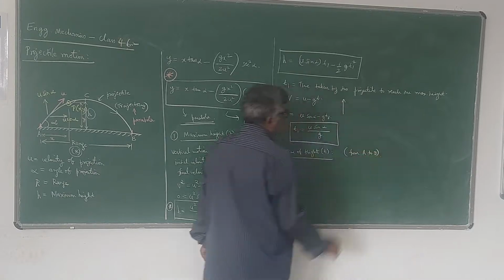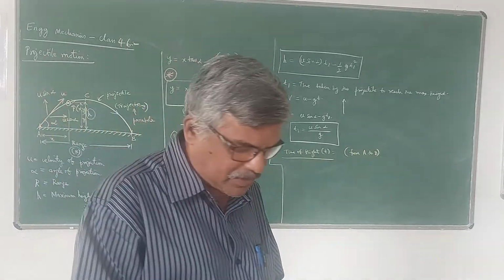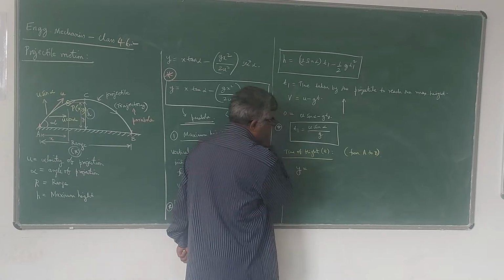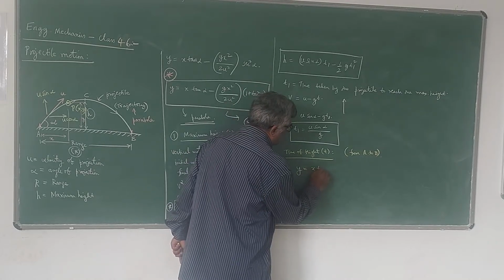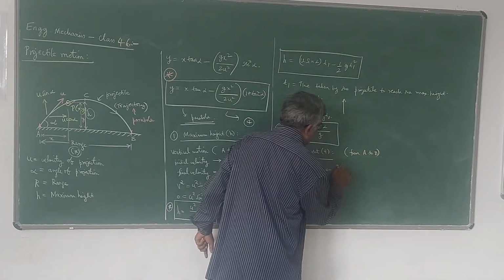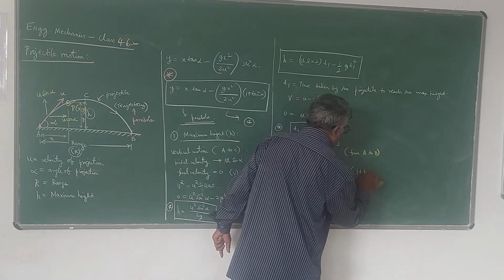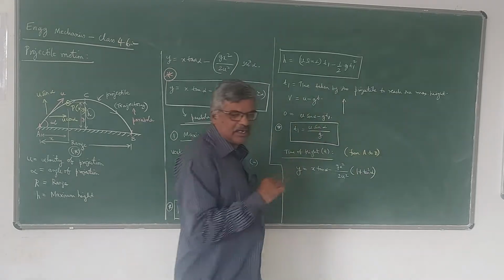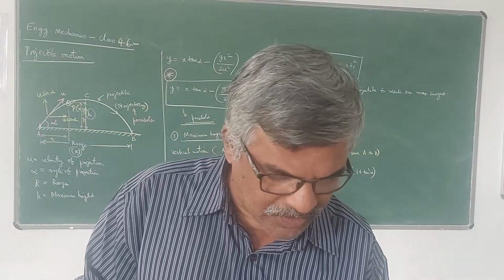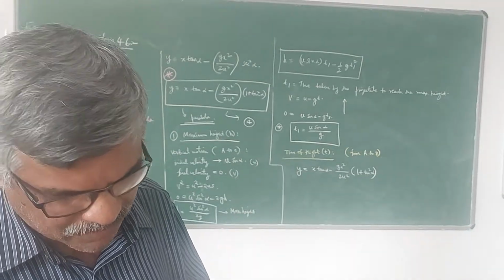Total time of flight can be obtained by considering the equation of trajectory. We have this parabolic equation: y is equal to x tan alpha minus g x square divided by 2u square into (1 plus tan square alpha). So this is the equation we have, and it can be revised.